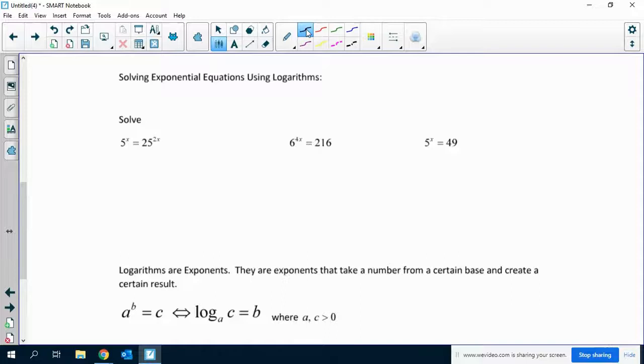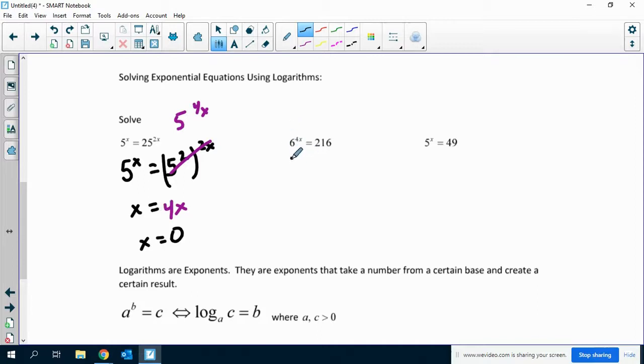We're going to solve exponential equations using logarithms now. So in order to do that, let's take a couple quick examples from yesterday. So 5 to the x equals 5 squared to the 2x. So x equals, well, I can simplify the right side to be 5 to the 4x. So x equals 4x, and the only way that happens is when x equals 0. So in the first problem, x equals 0.